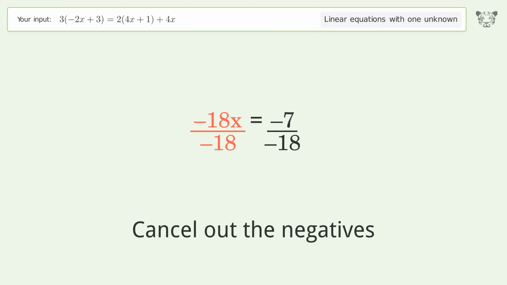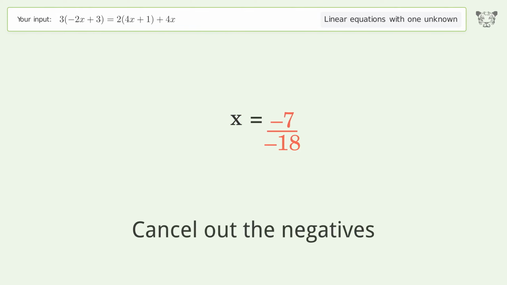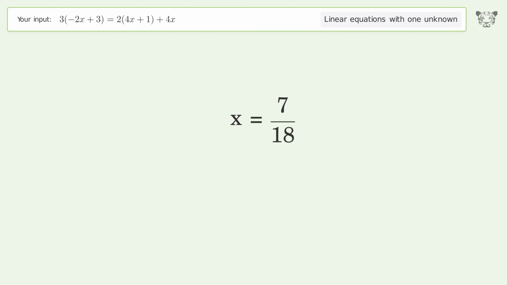Cancel out the negatives. Simplify the fraction. Cancel out the negatives. And so the final result is x equals 7/18.